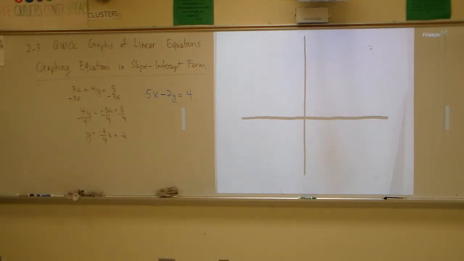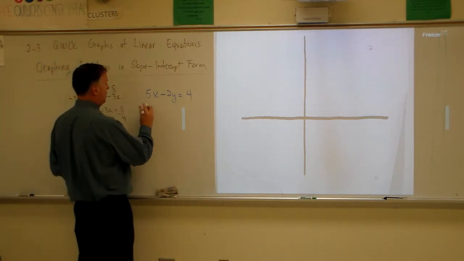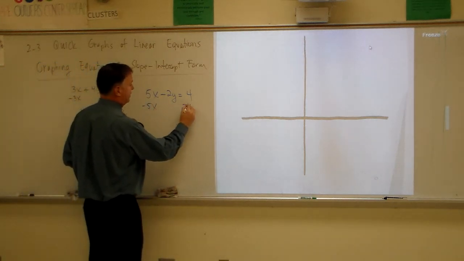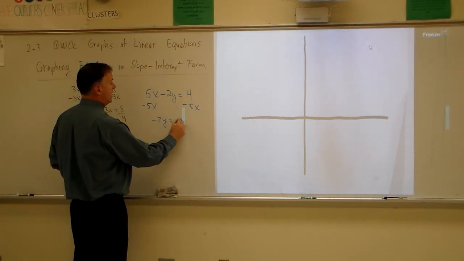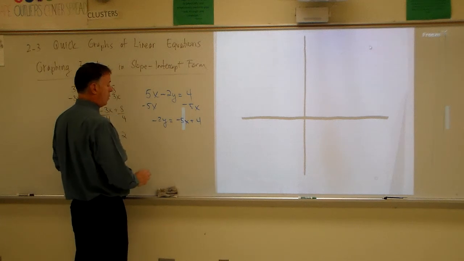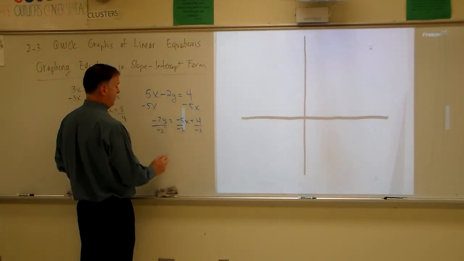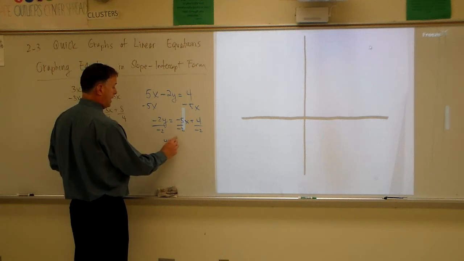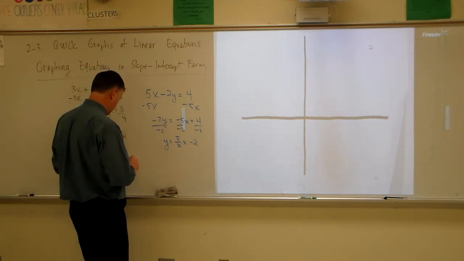All right, here we go. We have to solve for y. So I go minus 5x on both sides. Negative 2y equals negative 5x plus 4. Divide by negative 2. Y equals 5/2 x minus 2.